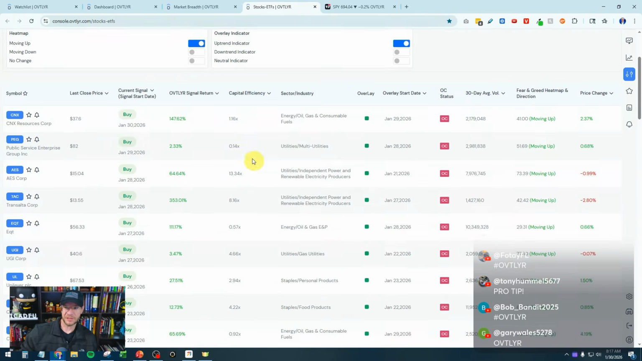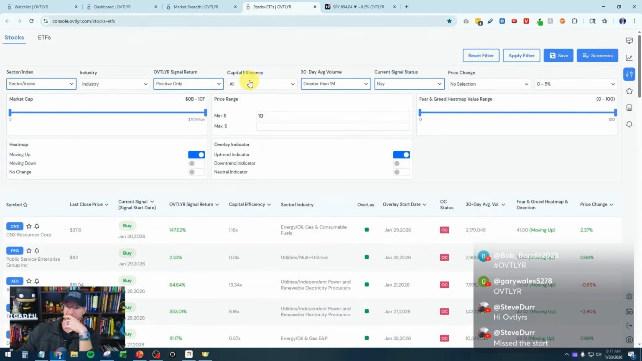Capital efficiency, I leave wide open. What capital efficiency means, let's go to this one here, AES. What capital efficiency means is if you bought and held from 2020 to today, your average returns would be X. But if you had used the outlier buy and sell signals where you're getting in and getting out, for every 1 day that you would be in, your returns would be 13 times higher. So it's a daily returns comparison compared to the underlying stock. So this one's bonkers. I don't use that in my filtering, but you can.